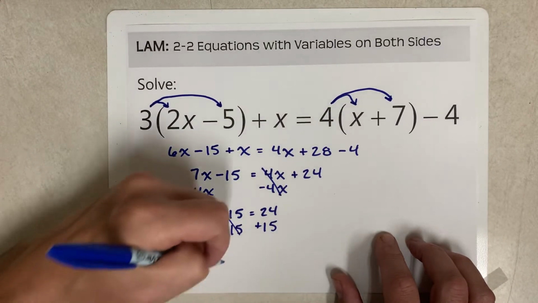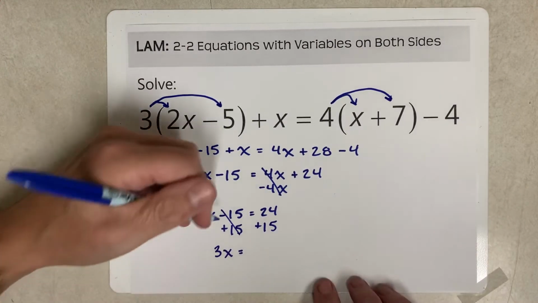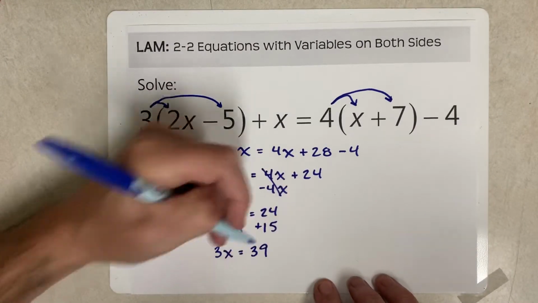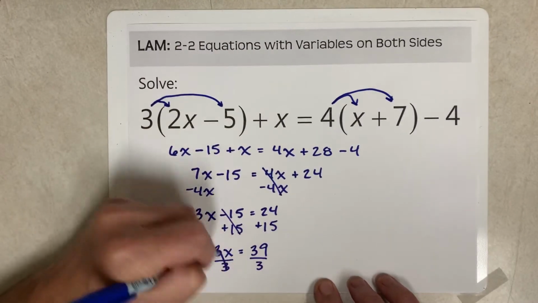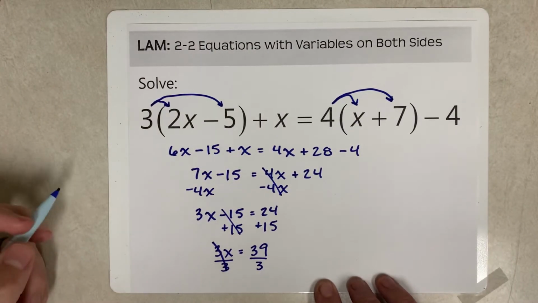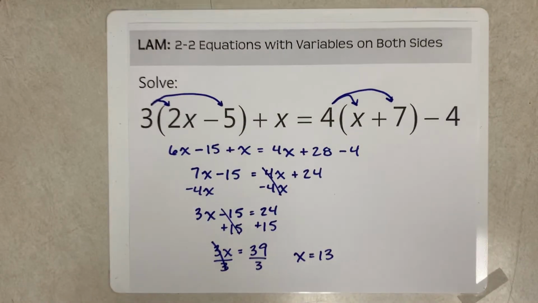Those cancel. Bring down my 3x. 15 and 24 make 39. Divide by 3. And 39 divided by 3 would be 13. So x is equal to 13 for that one.